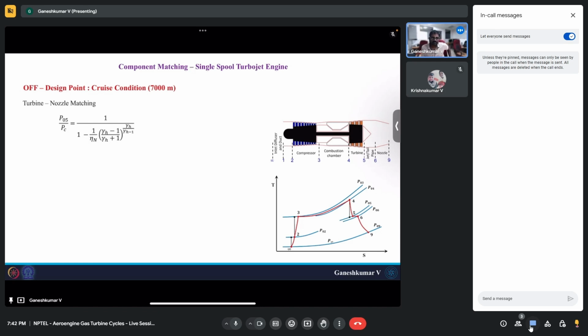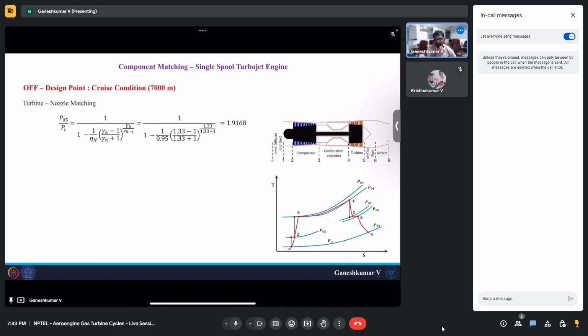First thing you have to do is find the critical pressure. For critical pressure, we already have a relation. First you need to know whether it is choked or not, so you can do this calculation. P05 by PC is actually a function of gamma and eta, so that is not going to change because of a change in pressure, so that is going to be 1.9168.